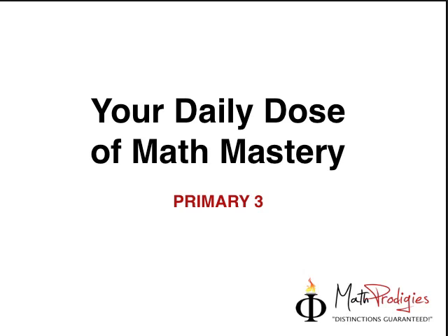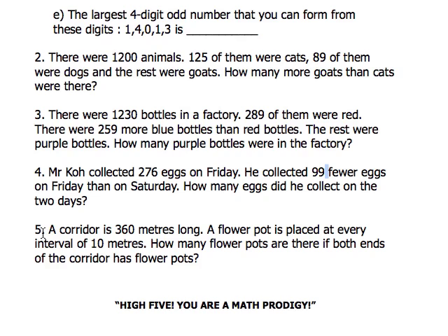The question says this: a corridor. Do you know what a corridor is? It means the common area, let's say in an HDB block, where there's just an empty space. For some people it's near the lift. So a corridor is 360 meters long. How far is 360 meters? It's about the length of your football field, the perimeter, the outside of your football field.